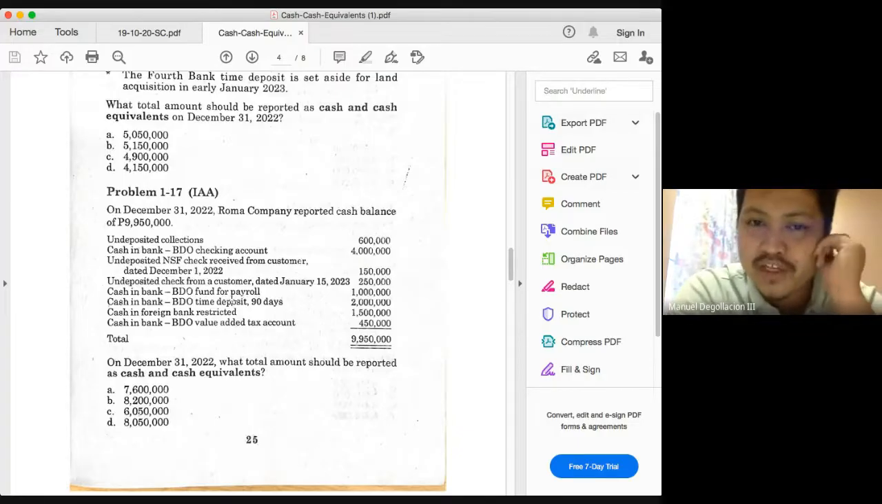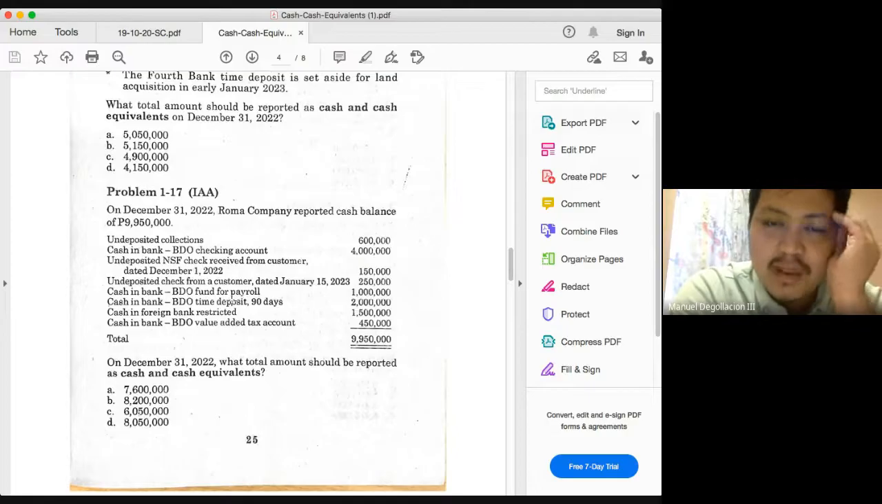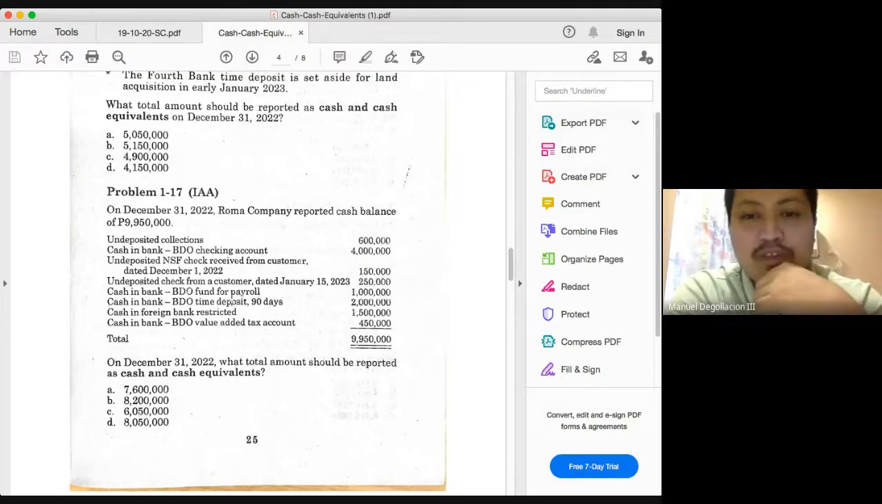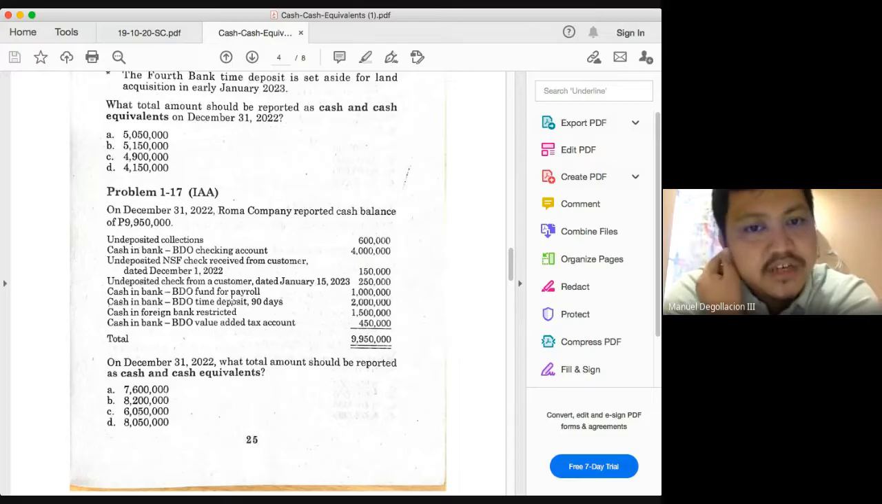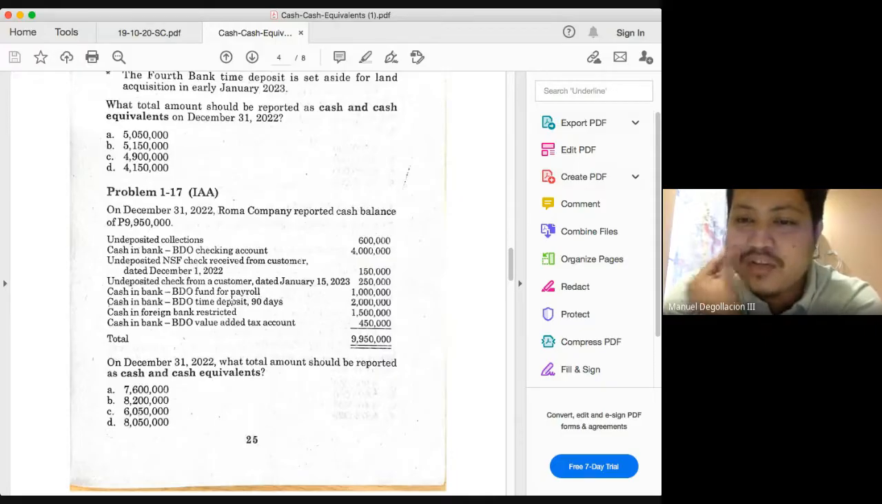Cash in bank BDO fund for payroll. Payroll is for current use. You cannot not pay your employees for more than 2 weeks. So definitely this is for a short-term or current use. Cash in bank BDO time deposit 90 days, included. Cash in foreign bank restricted, excluded, not included because it is restricted. Cash in bank BDO value-added tax account, included because it is again also for a current use.